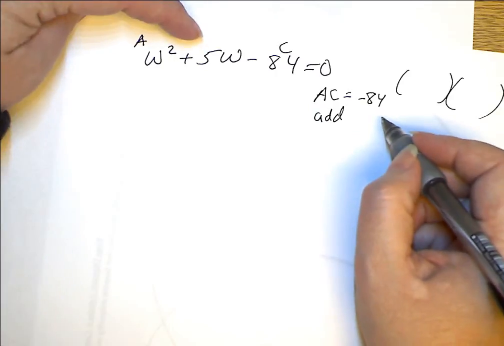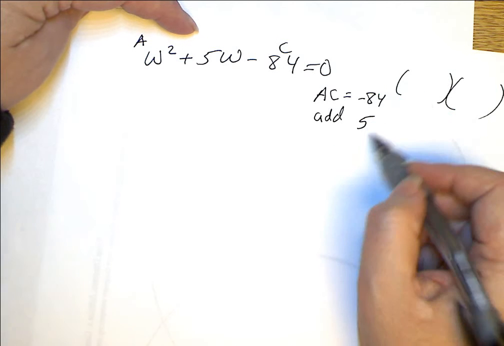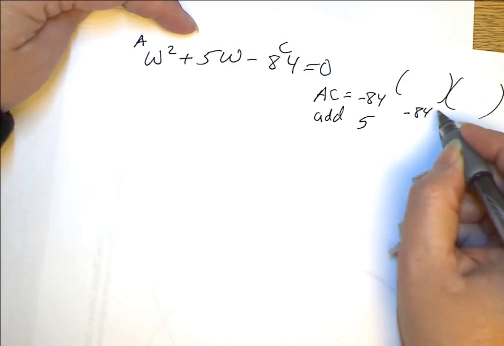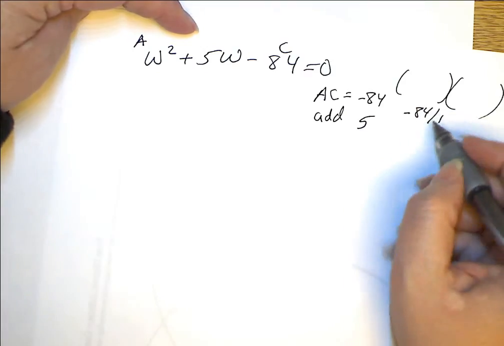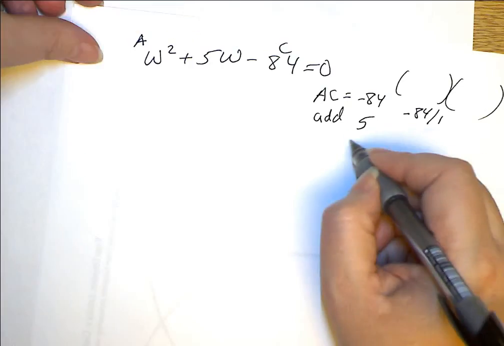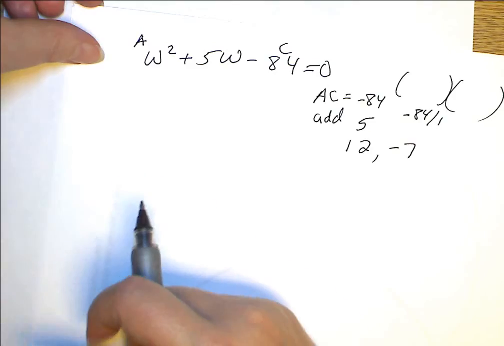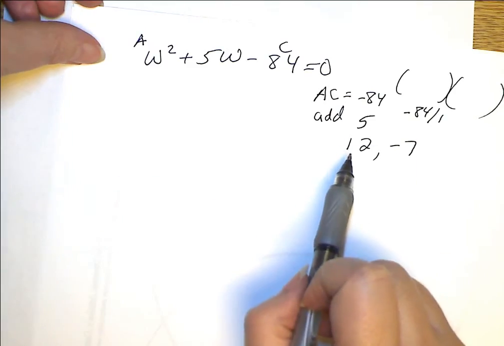Negative 5. So to get these numbers, literally in your calculator, go negative 84 and divide it by 1, divided by 2, 3. So it's 12 and negative 7 is right. So 12 and 7 are my 2 numbers. Okay.